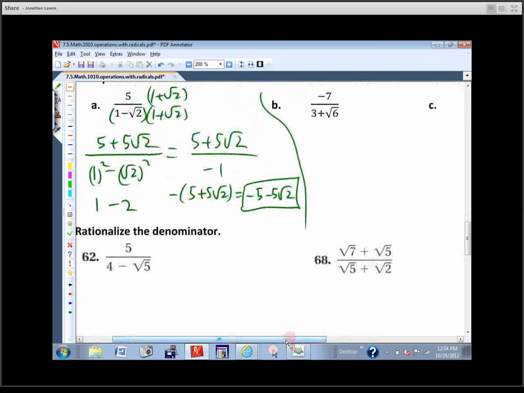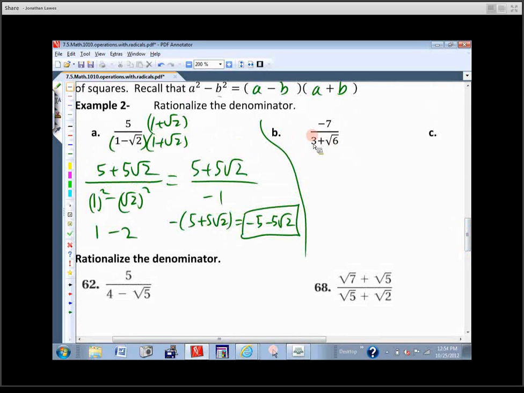Okay, let's look at the next one then. What's the conjugate? 3 minus radical 6. So if it's a plus here, its conjugate has a minus and vice versa. So this is going to be 3 minus radical 6. So let's see, I get negative 21 plus 7 radical 6. That's ugly, but it's okay.